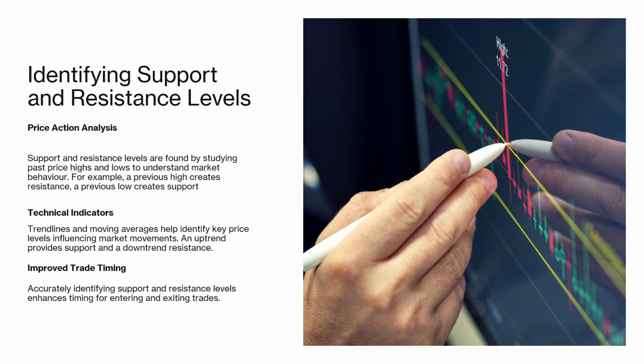Trend lines and moving averages also help identify key price levels and influencing market movements. An uptrend is going to provide support for the market and a downtrend is going to provide resistance for the market. Accurately identifying these key supports and resistance levels can help you improve your timing for entering and exiting your trades.